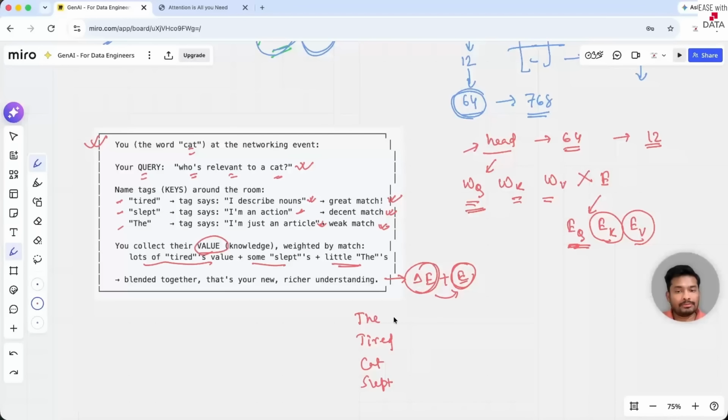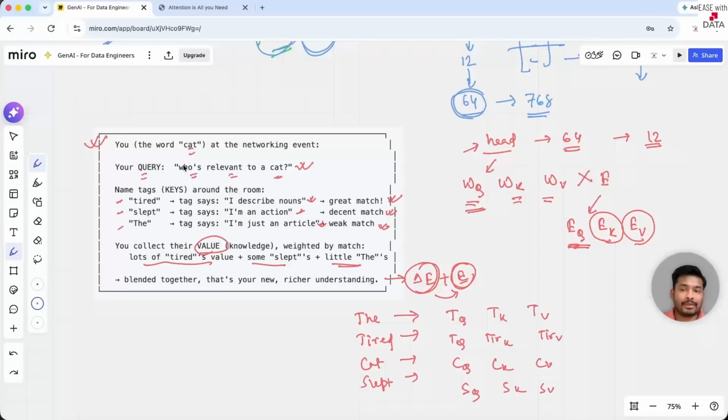So each one of the embeddings would be broken down into three embeddings for query, key, and value. So the would have its own query, its own key, and its own value. Similarly, tired would have its own query, its own key, and its own value. Similarly, for cat we have a query, a key, and a value, and for slept we have the same.